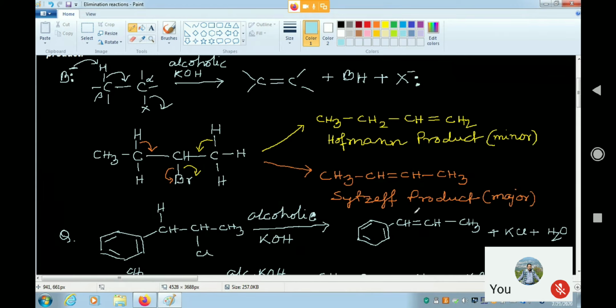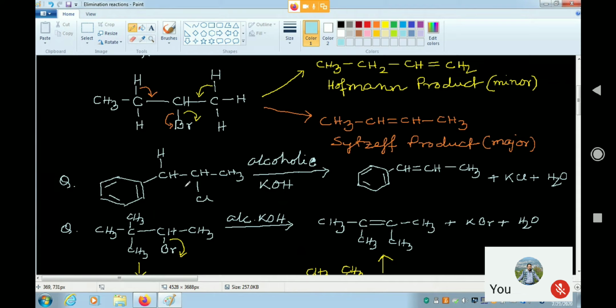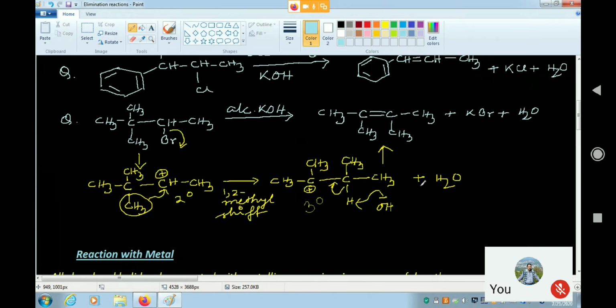If we take the next example, here also there are two possible products formed. One is the double bond coming at the terminal carbon, that will also be the Hofmann product, but the major product will be the Saytzeff product, that is this alkene. And next one, here some different things are happening.